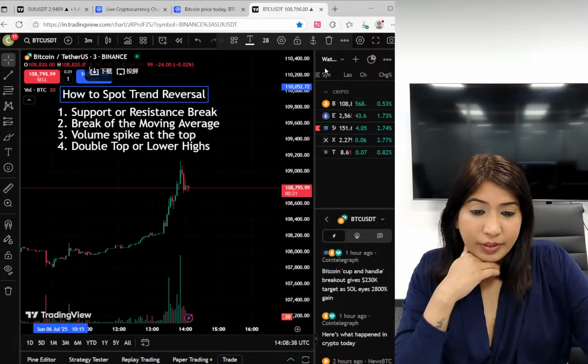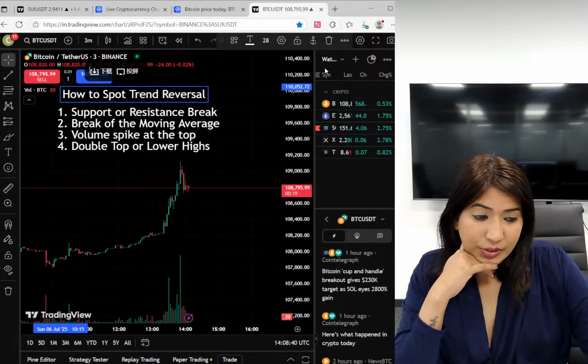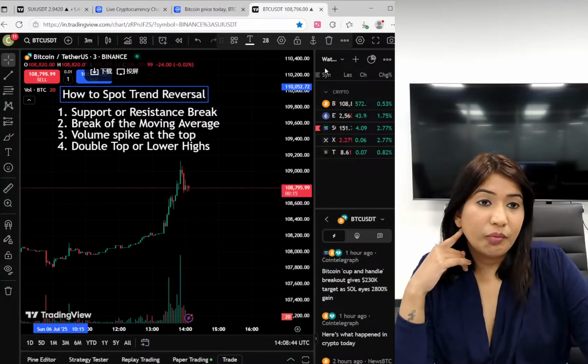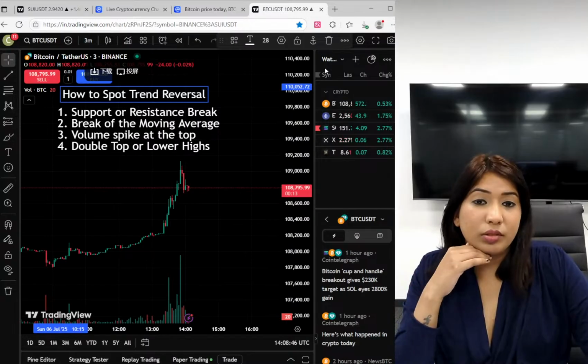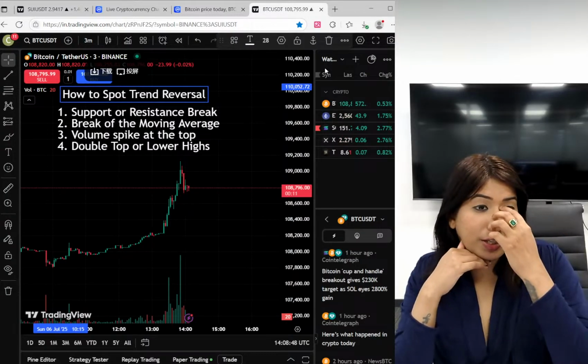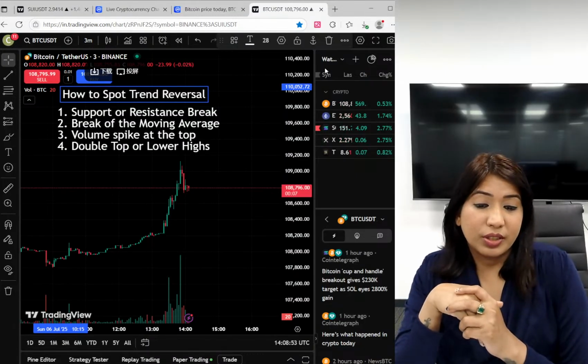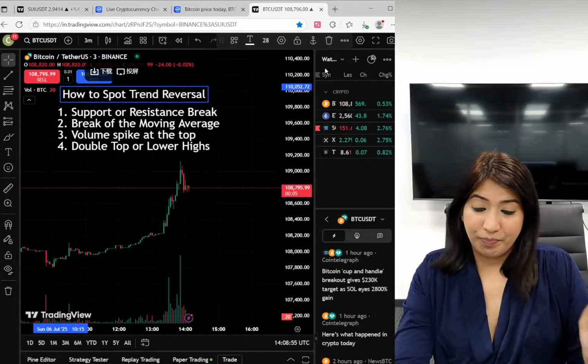So one thing which we have seen is the support and resistance break, right? That's what helps in trend reversal, like knowing when the trend reversal is coming, if the support and resistance is getting broken.